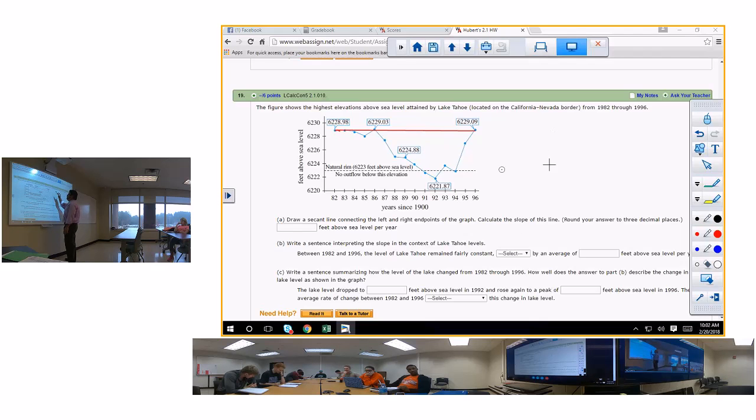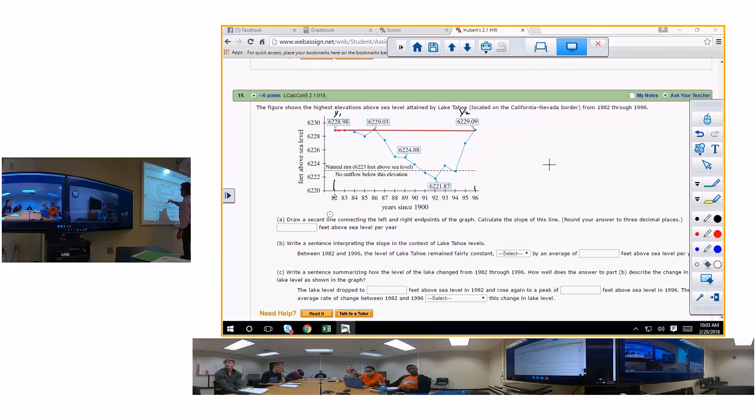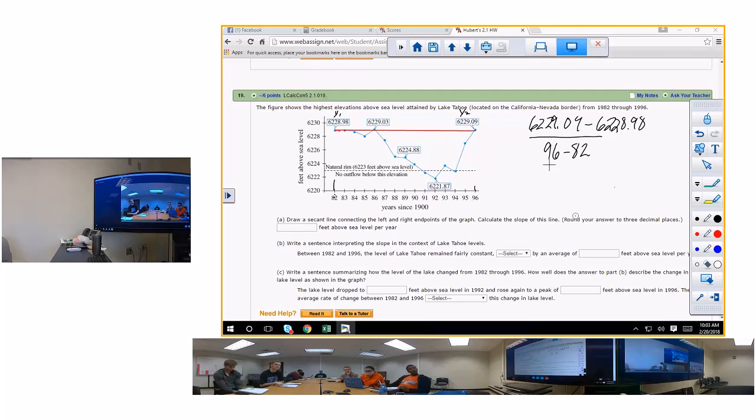All right, so we read from left to right. So this is y sub 2, y sub 1. This is y sub 2, and x will be down here. X would be 96 and 82. So 96 minus 82 over 6229.09 minus 6228.98. And somebody give me the numerator.